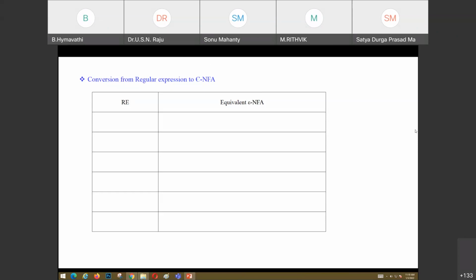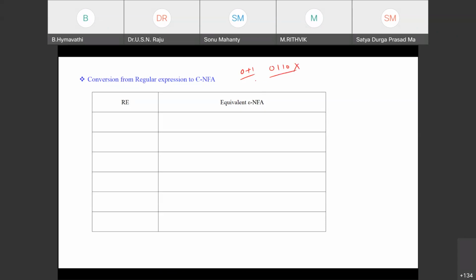One of our friends asked a doubt regarding this one. He is asking whether 0 plus 1 can be written as 0, 1, 1, 0. No, no. 0 plus 1 is exactly equal to 0 or 1, which is exactly equal to 0, 1. I hope you understood it, or if you have any doubt, please ask.